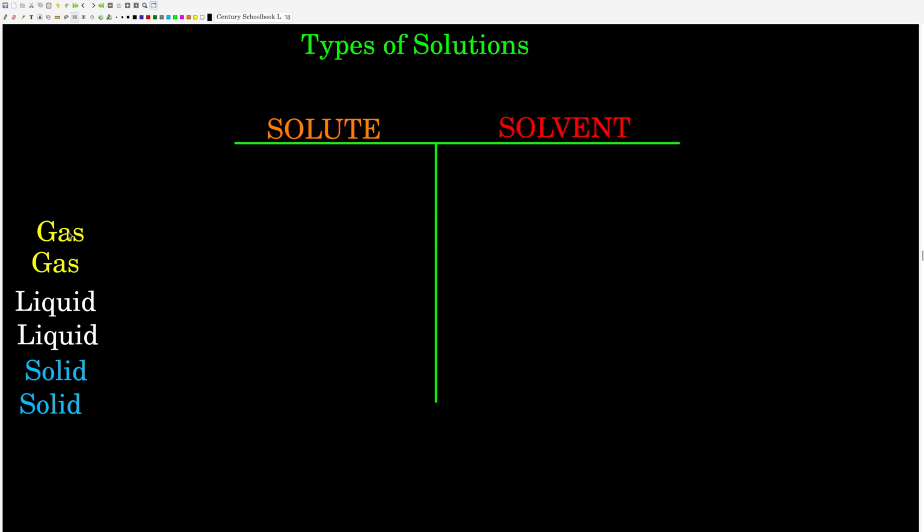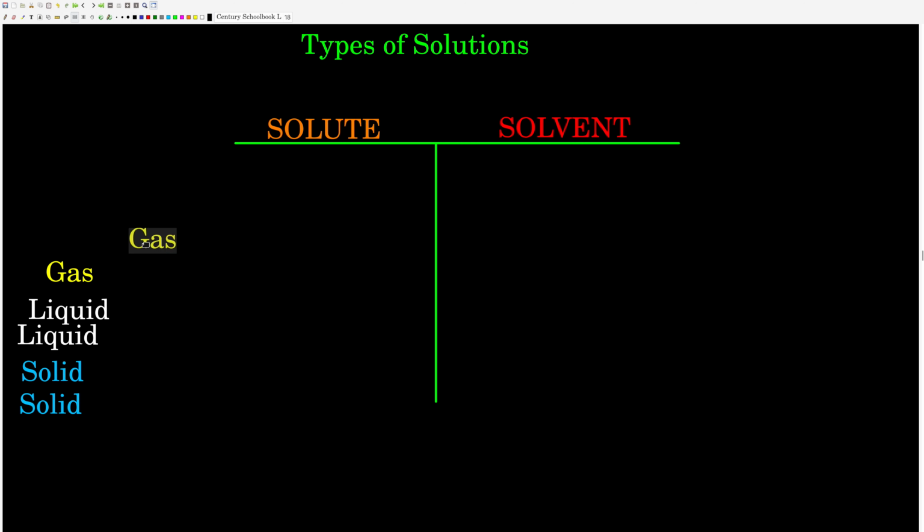So the types of solutions that we can have, basically any combination here. So if a gas is a solvent, we could have a gas as a solute. We could have a liquid as a solute. We could have a solid as a solute.